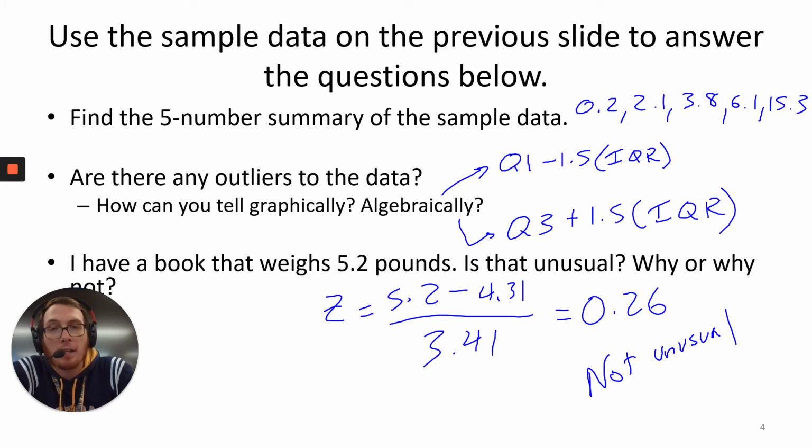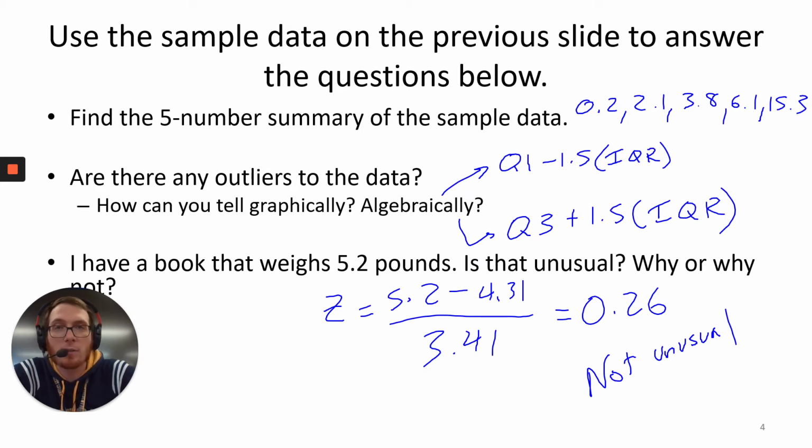In terms of outliers, what you need to know graphically is that a modified box plot could be used to figure out if something is or is not an outlier. Algebraically, what we would use is Q1 minus 1.5 times the IQR, or Q3 plus 1.5 times the IQR. And you would use that to help figure out if something would be an unusual data point or not.